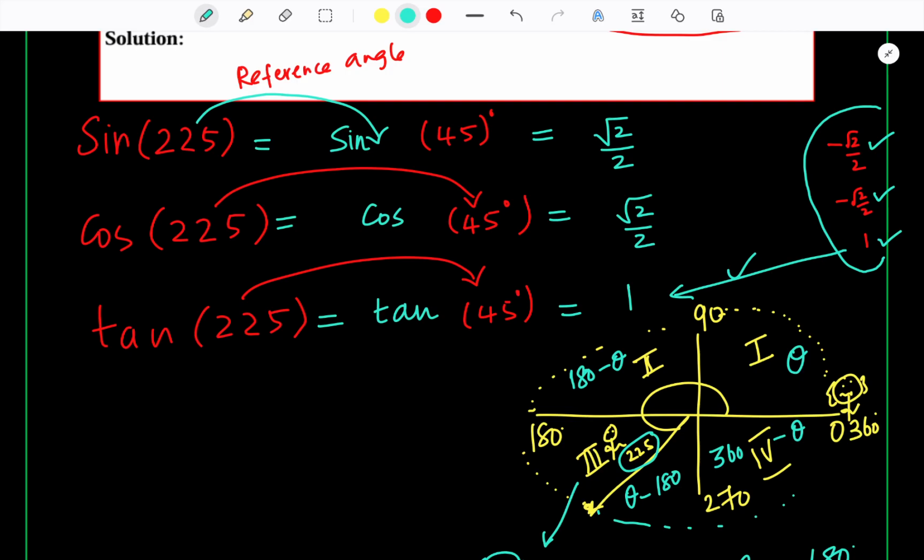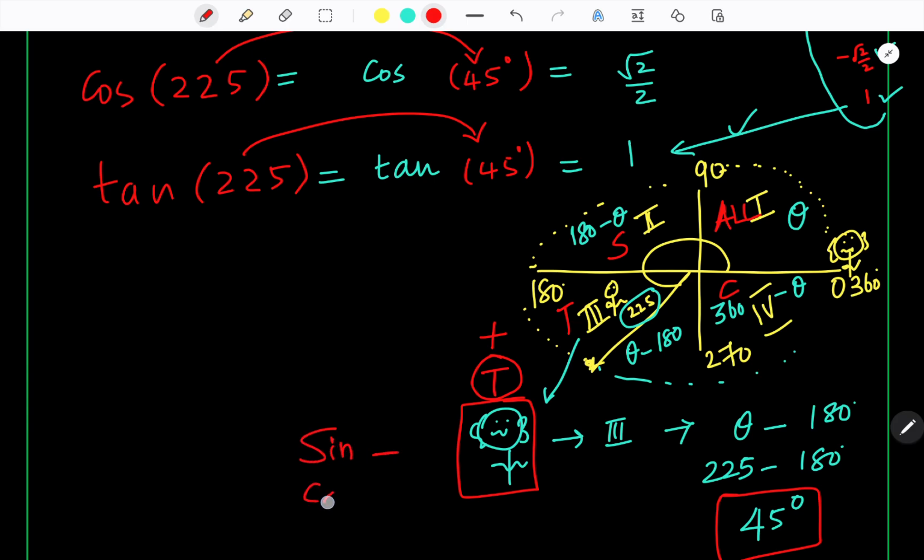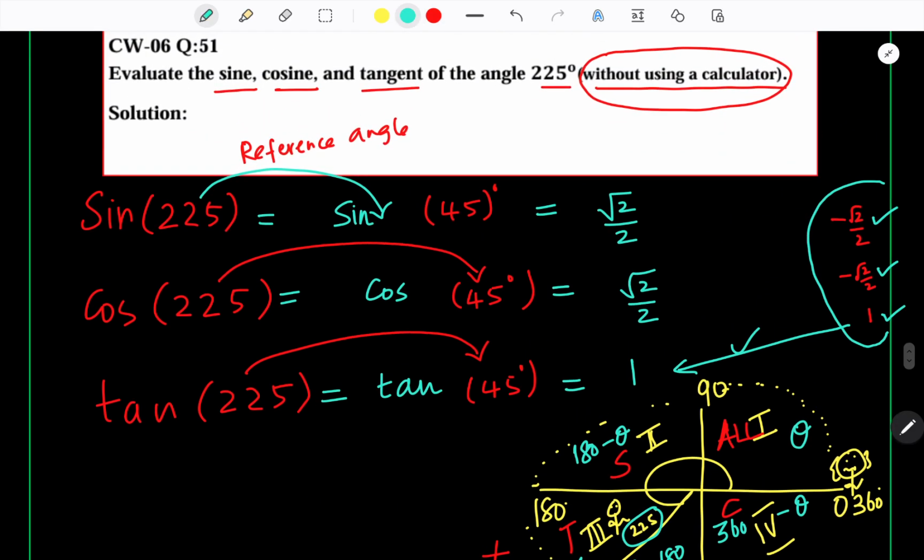Right. Now the man is standing in which quadrant? Quadrant number 3. So quadrant number 3, who is positive? All. Yes. T. C. So the man is standing in the quadrant T. So T means tan only positive. Tan only positive. So who is negative? Sine is negative and cosine is negative. So what we need to do? We need to do one step extra. We need to put minus.